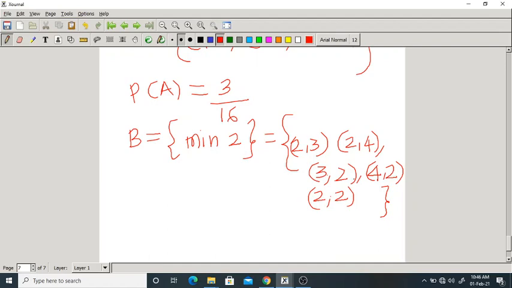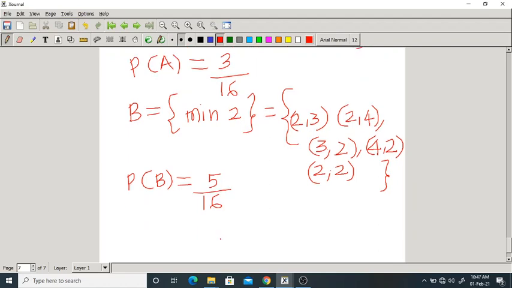Any other possibilities? Check and verify. So in all these possibilities, the minimum of the two outcomes is 2. Here what is the minimum? 2. So what is the probability of B? Number of elements in B, 1, 2, 3, 4, 5, by total elements 16. 5 by 16.